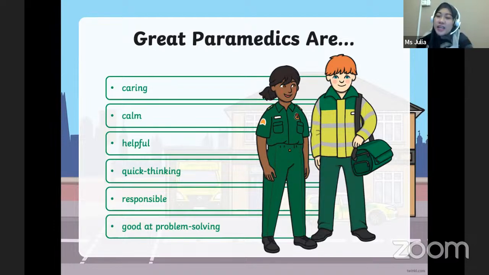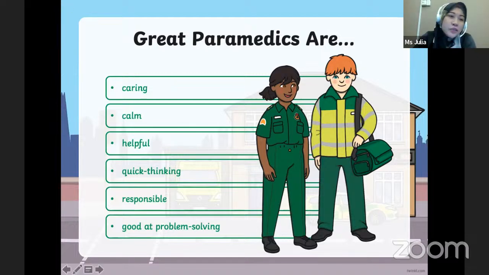How about quick thinking? You know what to do very fast. Okay, good. For example, you received a call that the person had a drowning, or maybe a heart attack. So you already know what you must do when you reach the place. What should I do to help the person? You should know already. Not, hey, I don't know what to do. You cannot be like that, because if you're very slow, the person might die. Responsible, of course, is also the same. Good at problem solving is quite the same as quick thinking as well.